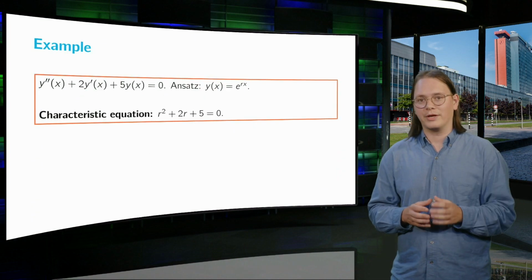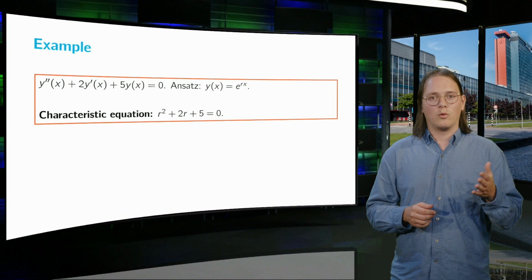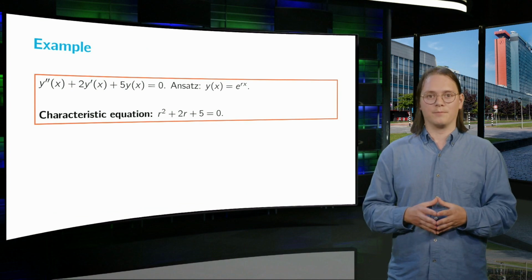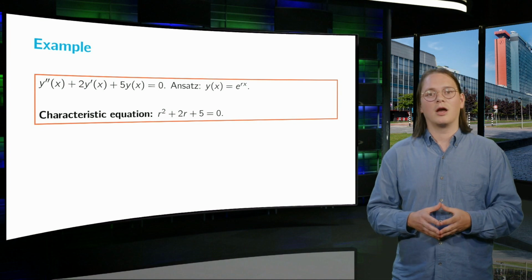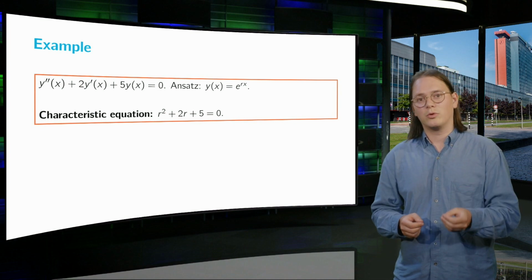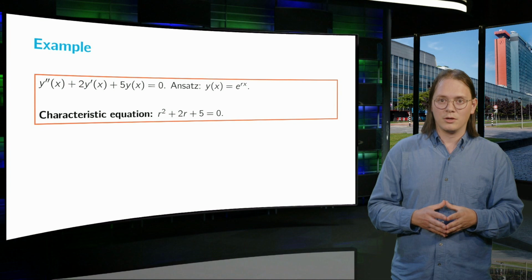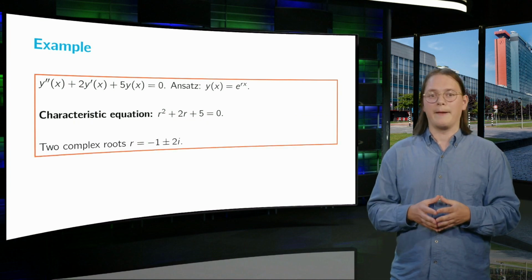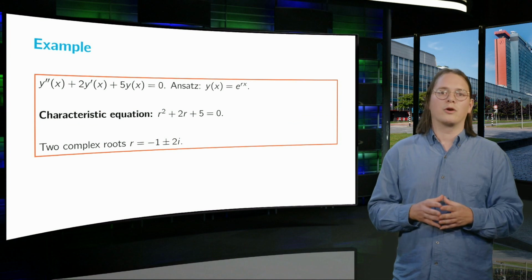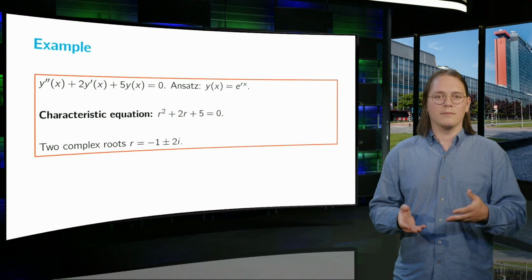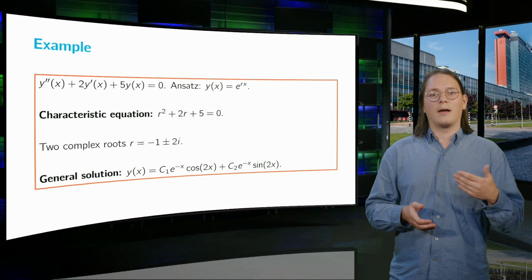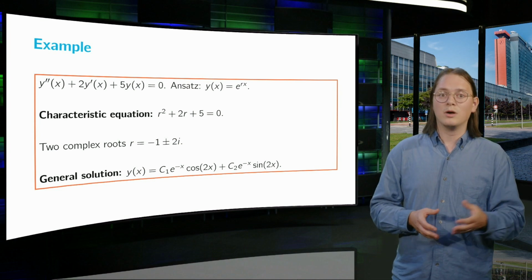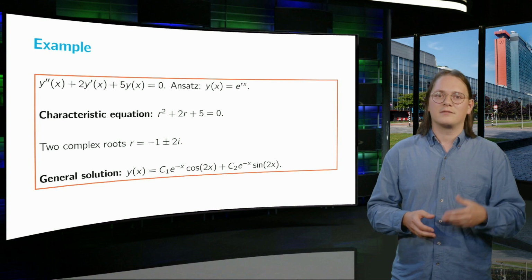As a more concrete example, let's consider y double prime plus 2y prime plus 5y equals 0. The characteristic equation now becomes r squared plus 2r plus 5 equals 0, which has solutions r is minus 1 plus or minus 2i. So the solution to our original differential equation becomes y of x equals c1 times e to the power minus x times cosine of 2x plus c2 times e to the power minus x times sine of 2x.